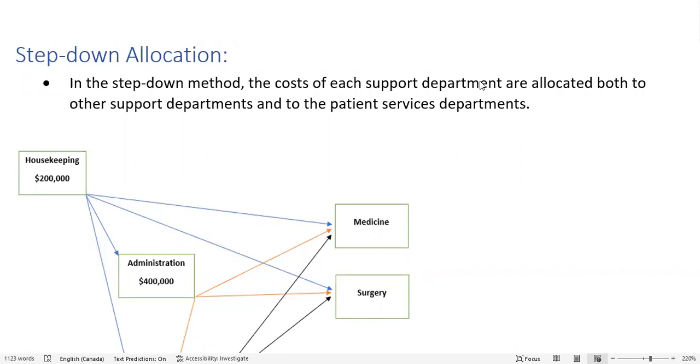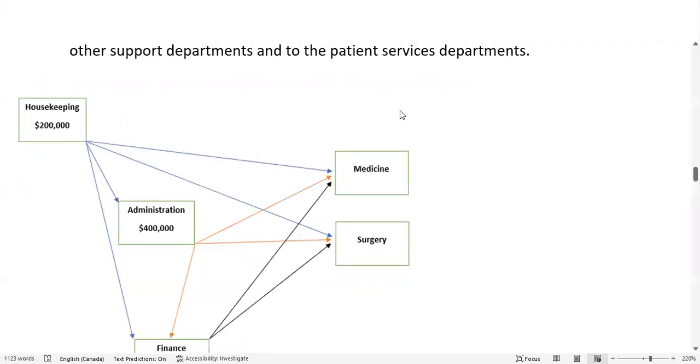In this video, we are trying to demonstrate how you can do the step-down method for cost allocation. So in the step-down method, the cost of each support department is allocated both to the other support departments and to the patient services departments. And so let's visualize this way.